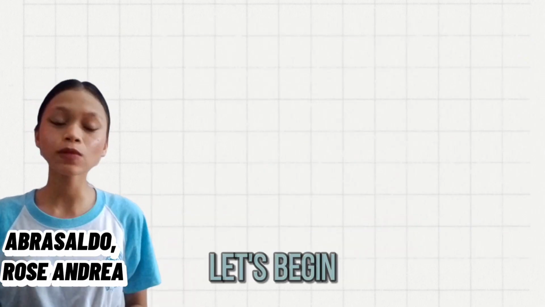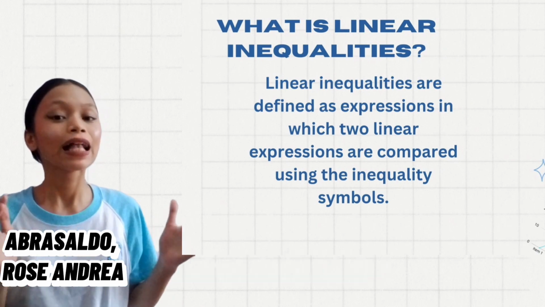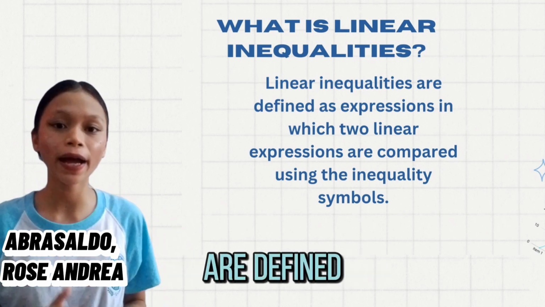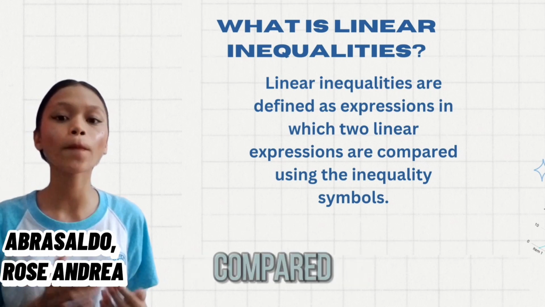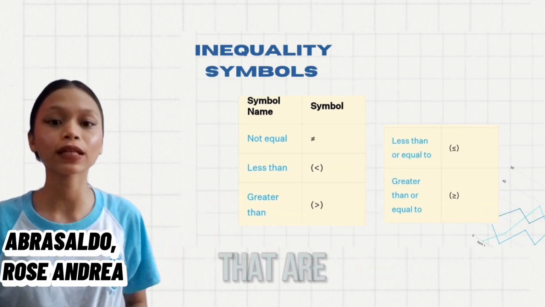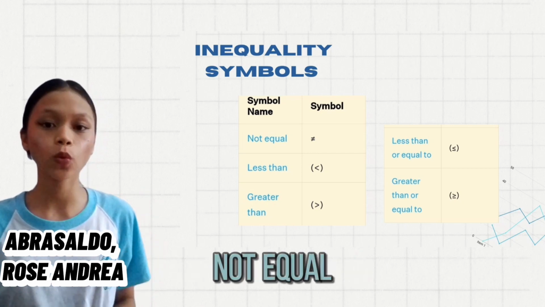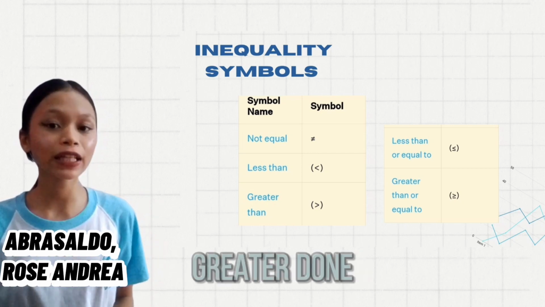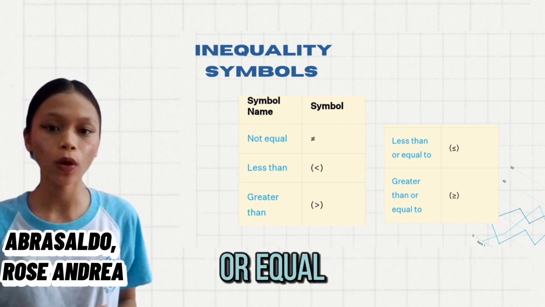Now, let's begin with defining what linear inequalities are. Linear inequalities are defined as expressions in which two linear expressions are compared using the inequality symbols. The 5 symbols that are used to represent linear inequalities are: not equal, less than, greater than, less than or equal to, or greater than or equal to.